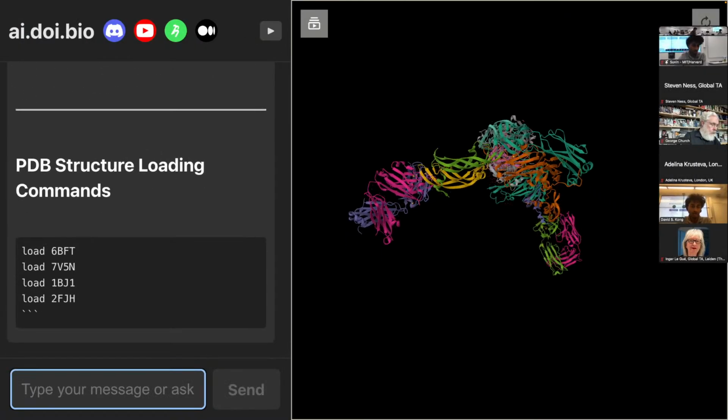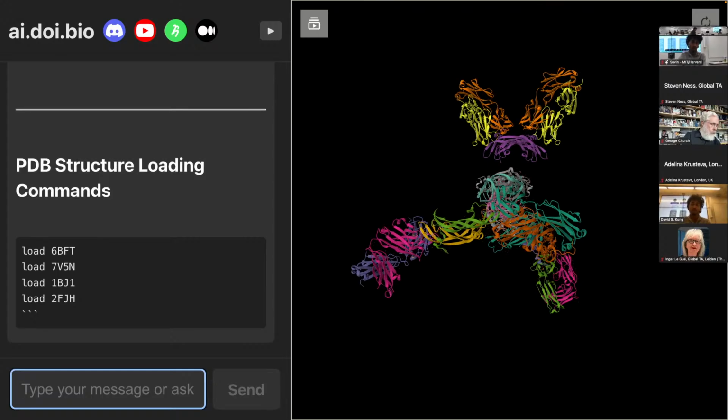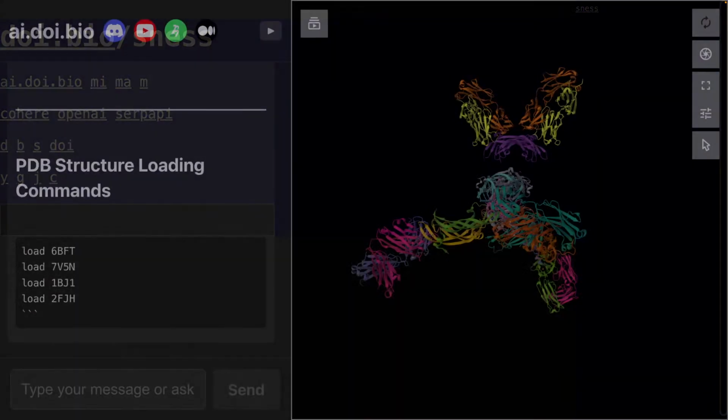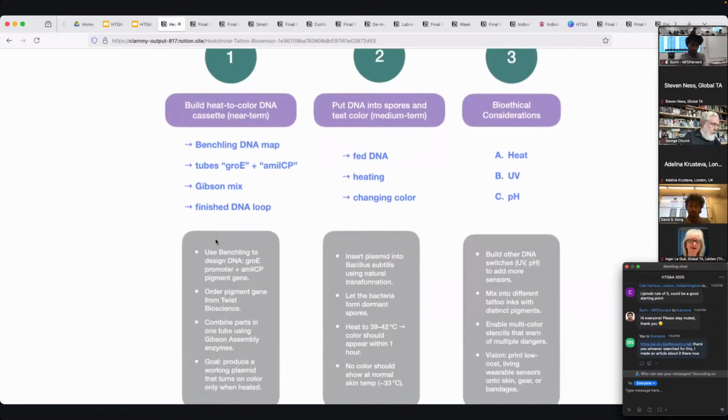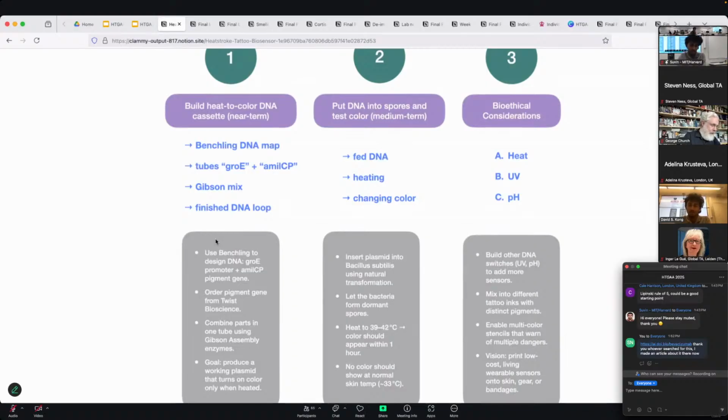For project aims, aim 1 would be to build a circuit, I guess using Benchling, to design the grow-eat to male CP loop, and then order and amplify the parts, of course, and then fuse them with Gibson assembly. The goal for aim 1 would be to create the working plasmid that activates the color with the heat. Aim 2 would be to insert the plasmid into the bacteria, let it form the spores, and then dry it into the powder, and then test this on like a gelatin pad.